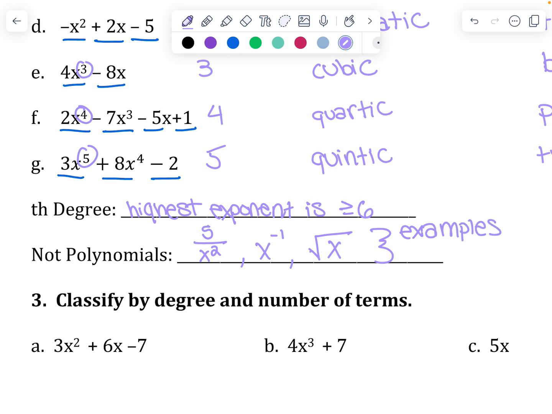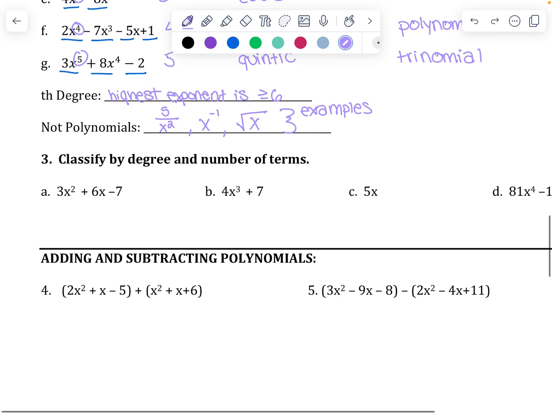So you cannot have it in the denominator, no negative exponents, and nothing underneath this crazy symbol, it's called a radical. So those are examples that cannot be polynomials. All right, so in this next example, let's classify by the degree and by the number of terms.